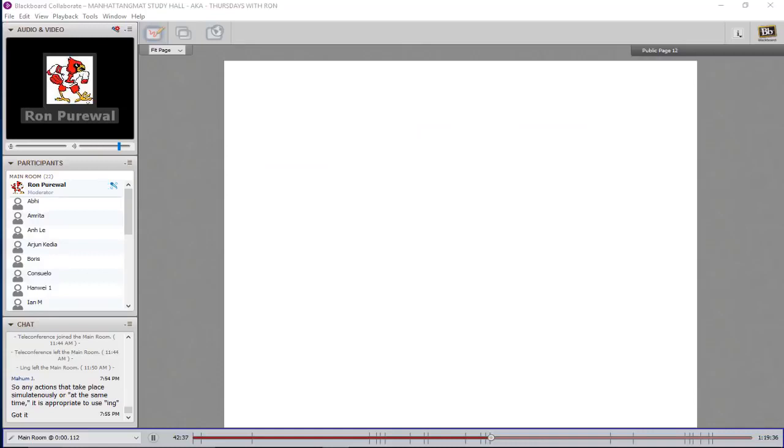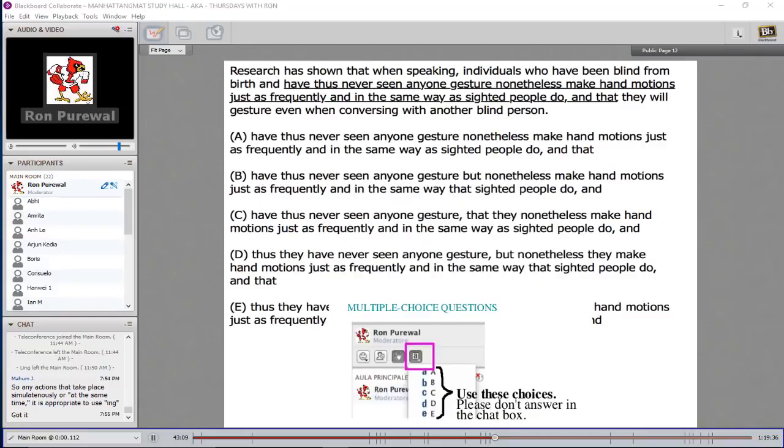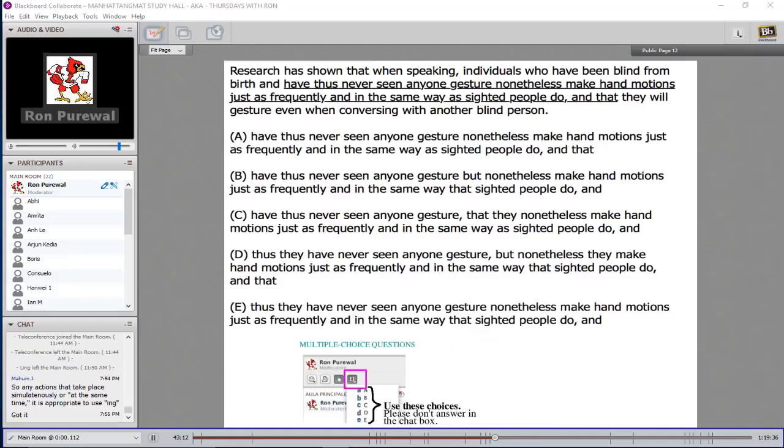Okay, let's do another problem. That's really big, I need to resize it. There you go. You know where the multiple choice answers are found. Just as reinforcement, those are found here. Go for it.